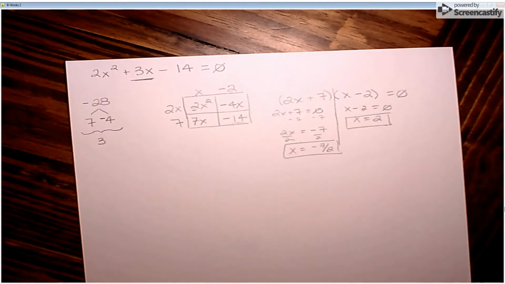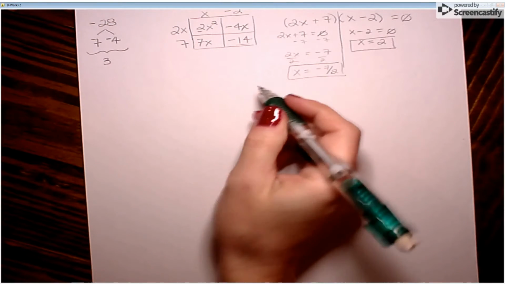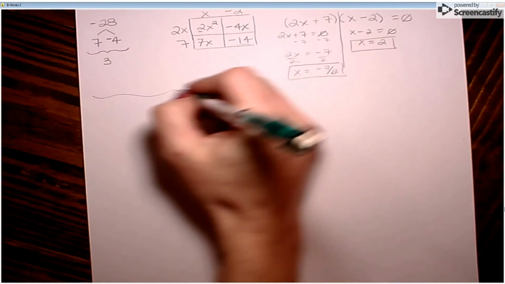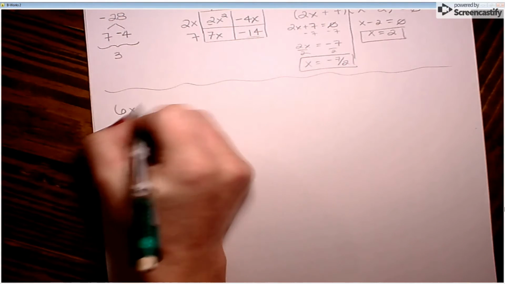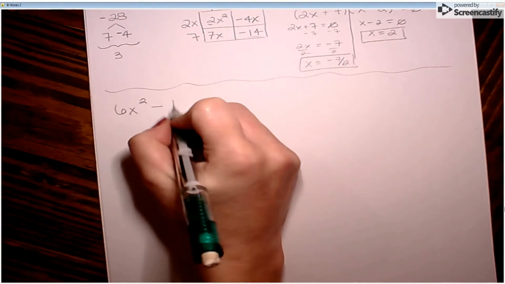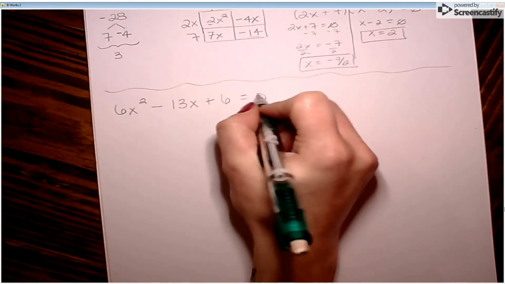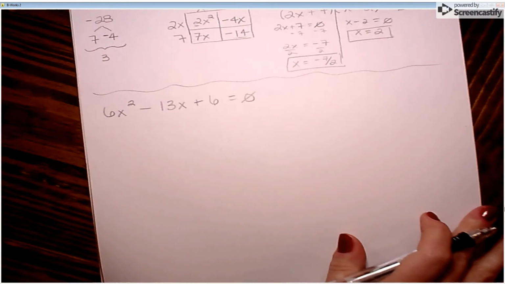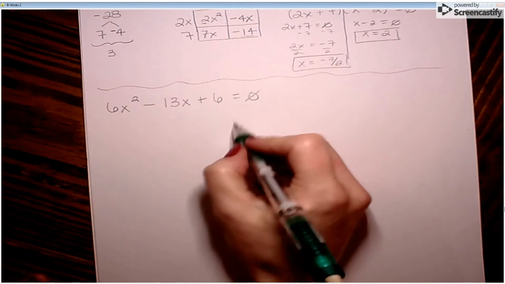The next one that I thought I would do is question number 8 from the right-hand side. So for question number 8 from the right-hand side, I have 6x squared minus 13x plus 6 being equal to 0. Looking at these 3 terms, they're not all divisible by the same number. They have nothing in common, so I'm going to go straight to the box.